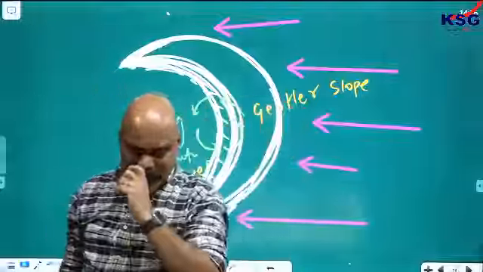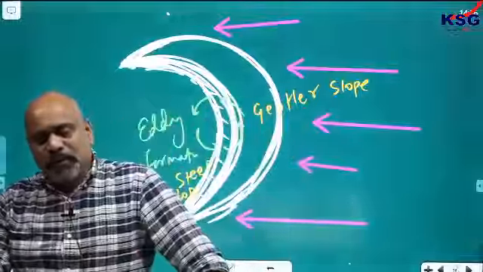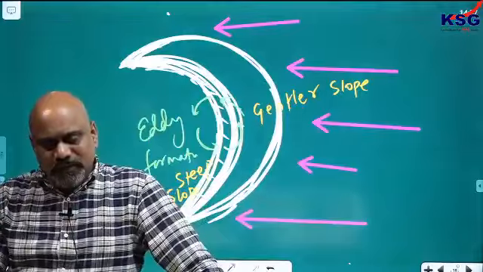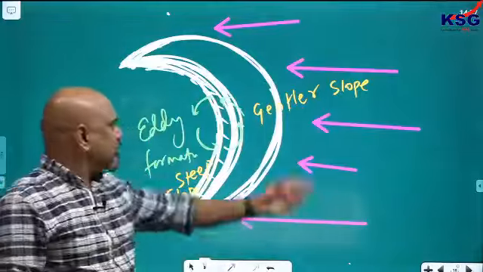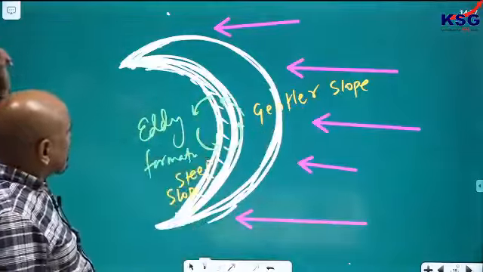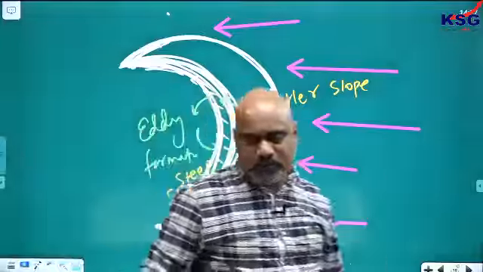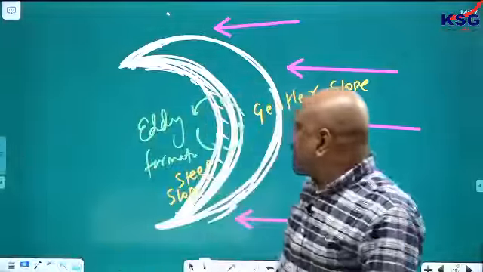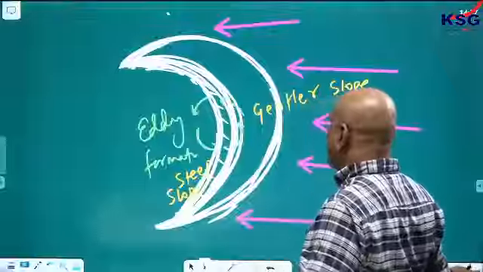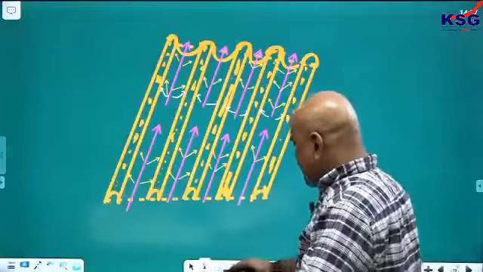Eddy formation is there. What's the movement on the slip phase? The wind is from the gentler slope towards the steeper slope. It gradually forms like this. Okay. Now, in this case, second diagram you see, this is the shape.